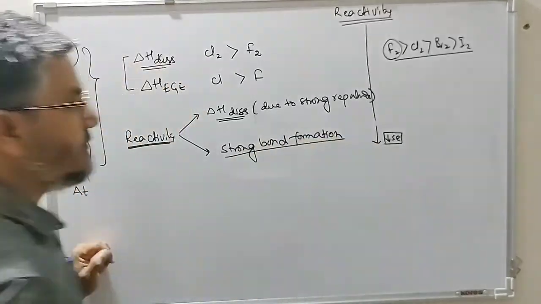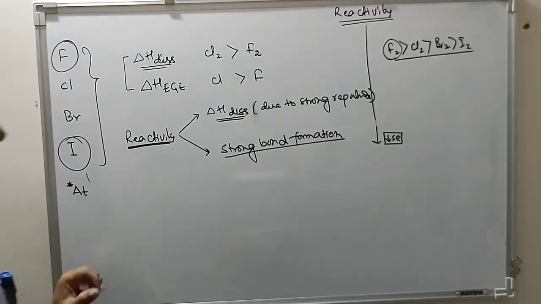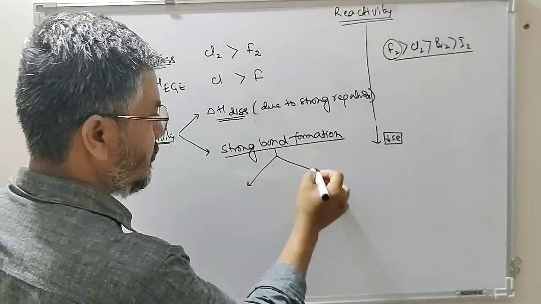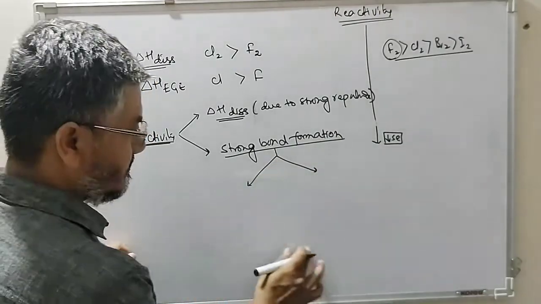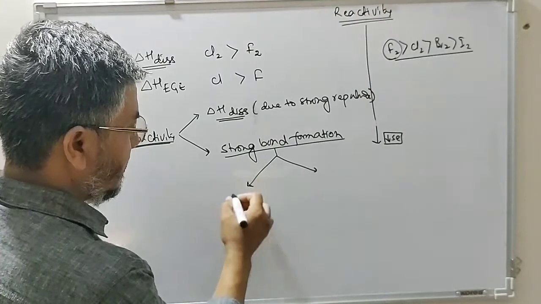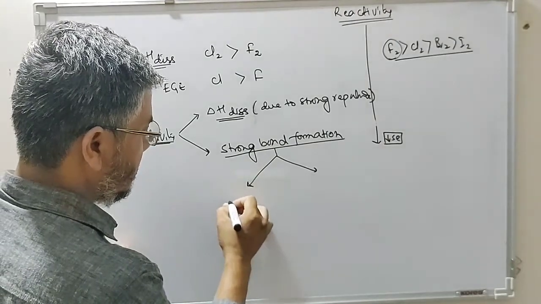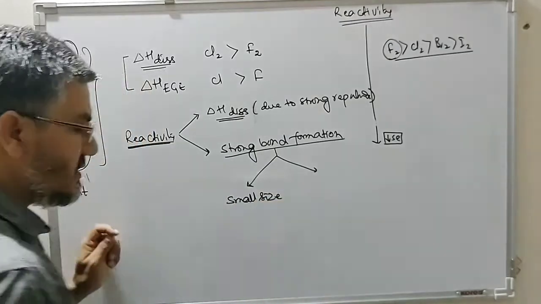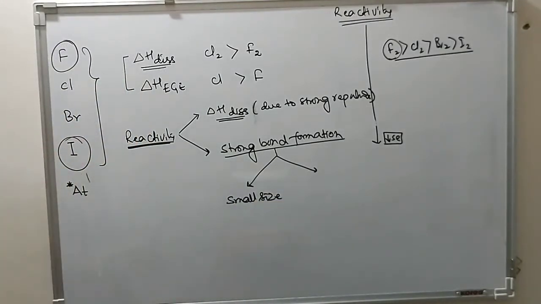Now, why does fluorine form very strong bonds? The formation of strong bonds is attributed to two factors. First, its small size. Due to its small size, it forms strong bonds.